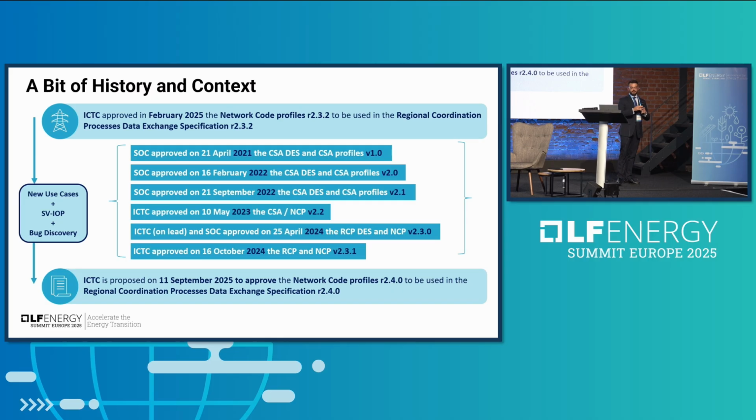And when can you expect these things to come up? This is a bit of history on the different versions of the profiles and the specifications. We are not super good at giving names, as you will discover along this presentation, and we have changed them over time. Right now, they are called Regional Coordination Processes Data Exchange Specification, RCP DES, and Network Code Profiles. Before, it was called CSA-X, all right, CSA Profiles too. But now our ambition is to have not only the CSA, but the other 3. You can expect this to be delivered on the 11th of September. Tomorrow. So ICT is proposed to approve this material.